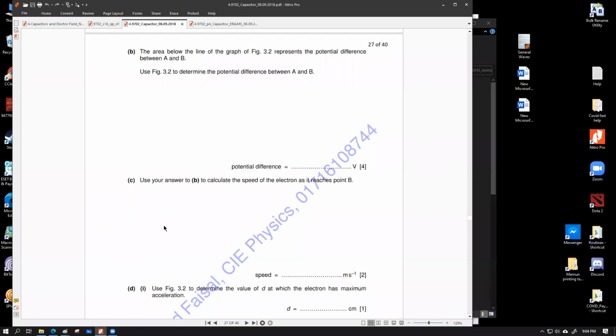Remember, energy equals VQ. That comes from the definitional equation of voltage. Voltage is given by energy per charge, so energy equals voltage times charge. So in this case, you have to do that. Kinetic energy equals about half mv squared.